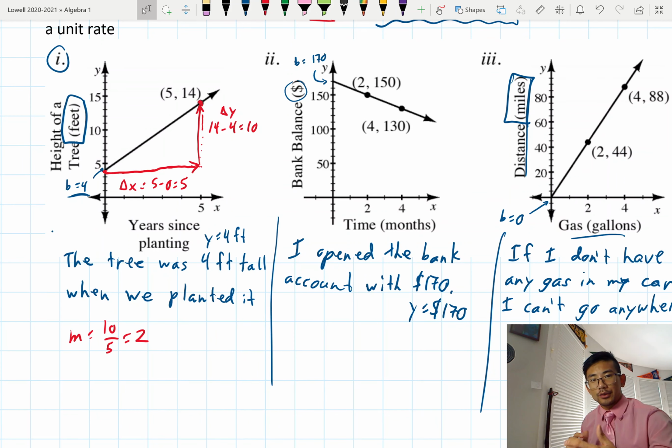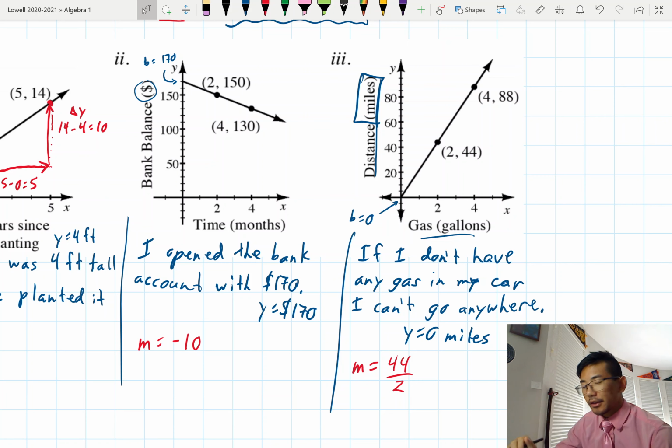I'm going to just fast forward through the next two, but you should check your work with my end results. Okay, so I calculated my slopes here.